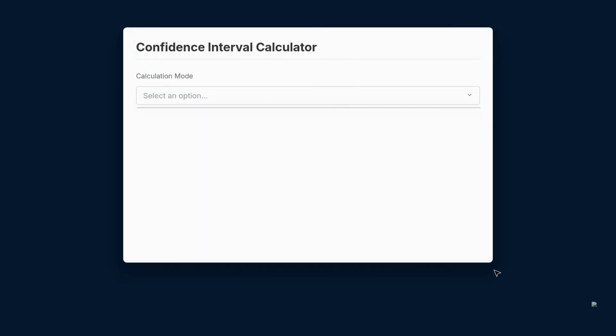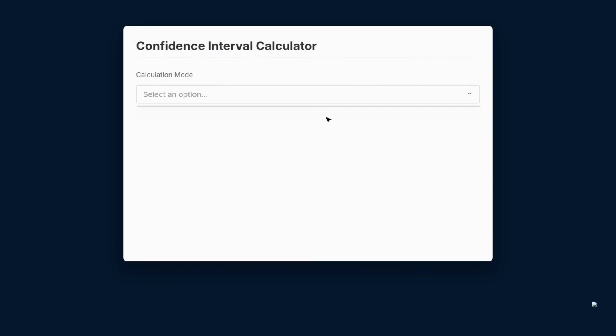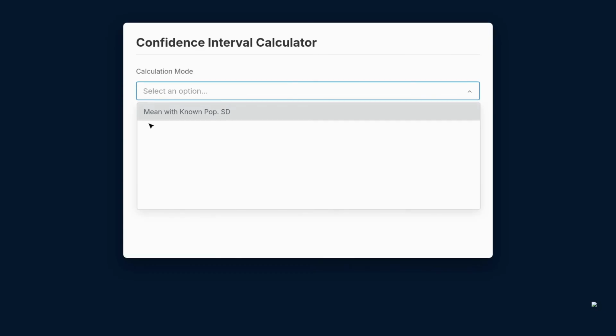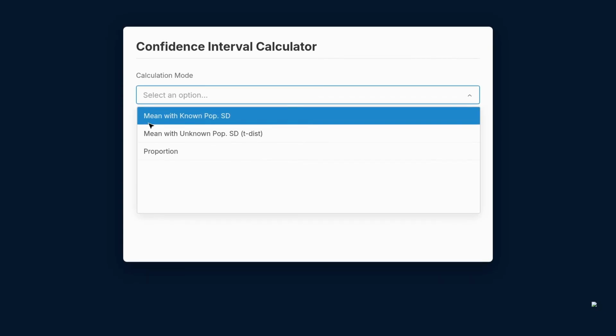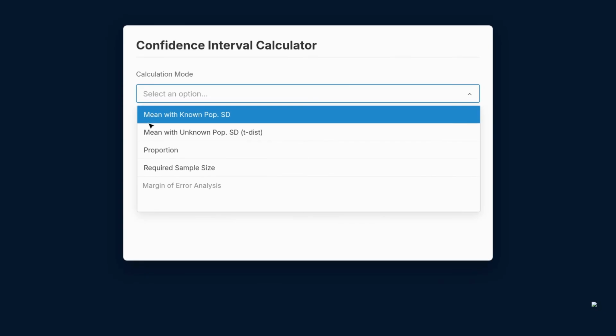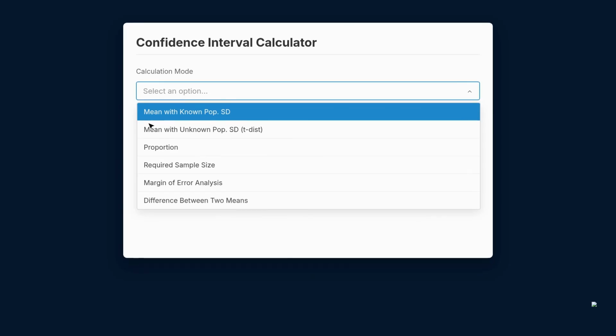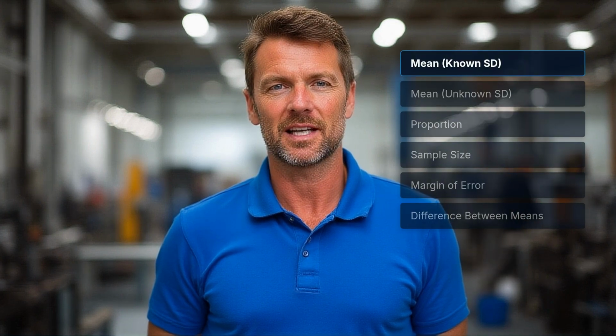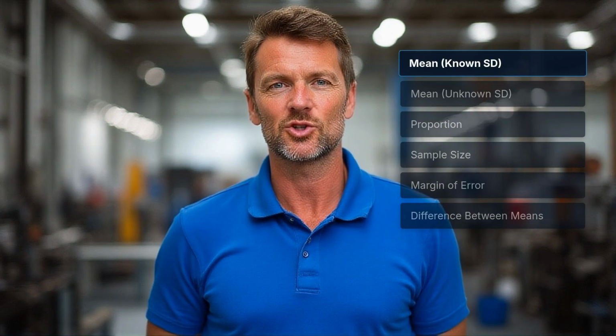The calculator has a drop-down menu called Calculation Mode with 6 options: mean with known population standard deviation, mean with unknown population standard deviation using t-distribution, proportion, required sample size, margin of error analysis, and difference between two means. For this demonstration, I've selected mean with known population standard deviation.